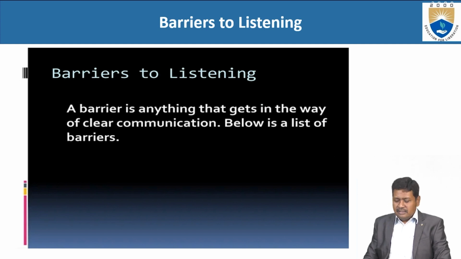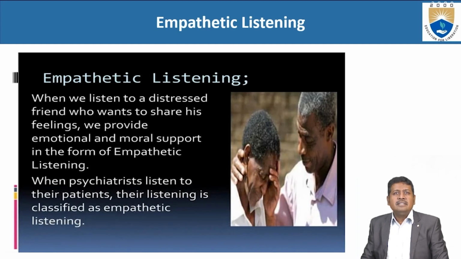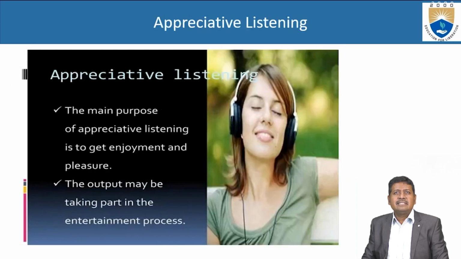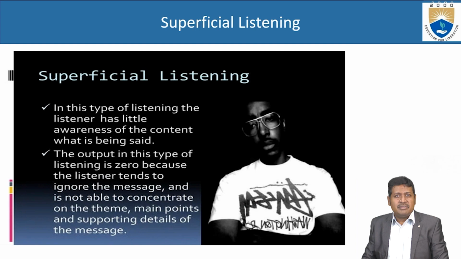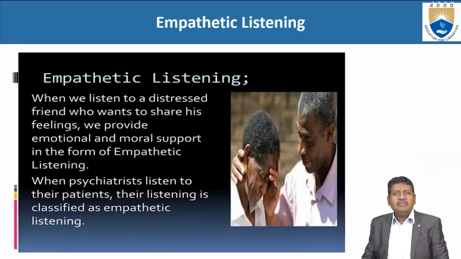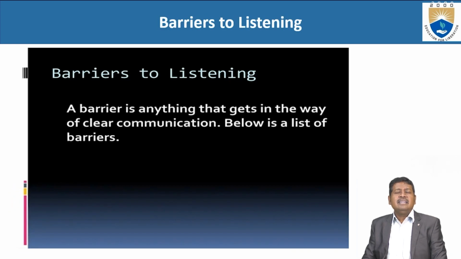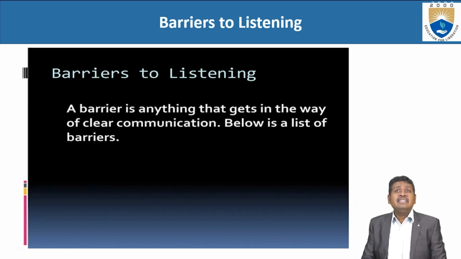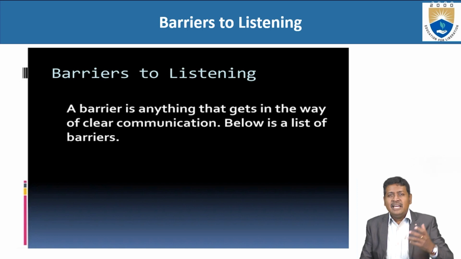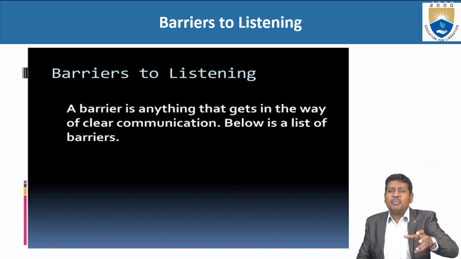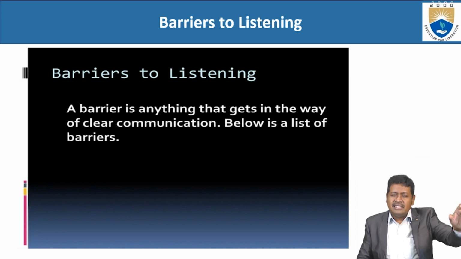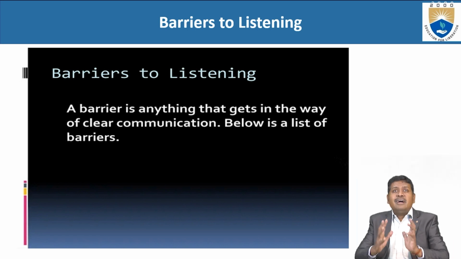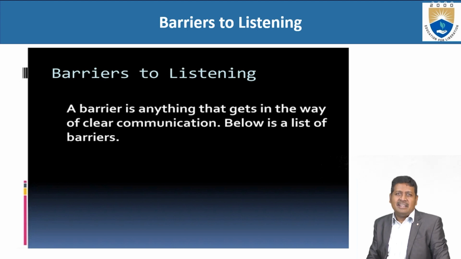Now, here we have seen so far 1, 2, 3, 4, 5, 6, 7, 8 types of listening. So when we have seen these 8 types of listening, the most important concept comes here. That is, what are the barriers to listening? To understand the barriers to listening properly, we should understand the process of listening, the definition of it, the rules of it, the types of it. Now comes the most important part, that is barriers to listening.